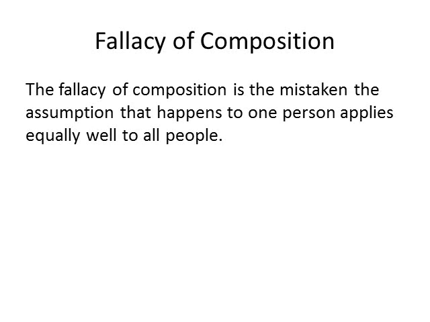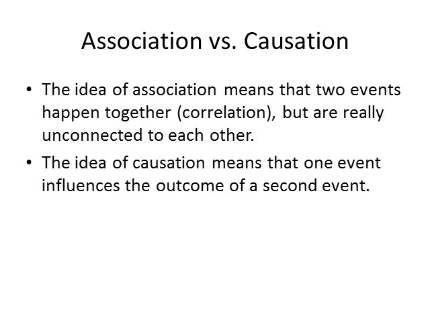The fallacy of composition is the mistaken assumption that what happens to one person does not necessarily apply equally when everyone else does it. This idea will become a little bit important when we study something called the paradox of thrift. Another important thing to keep track of in your mind when you're looking at data and graphs is the idea of causation and association.